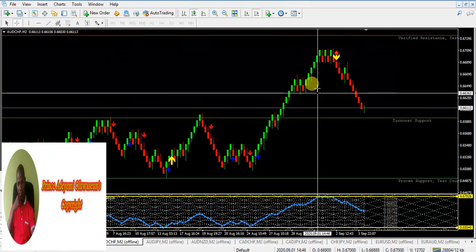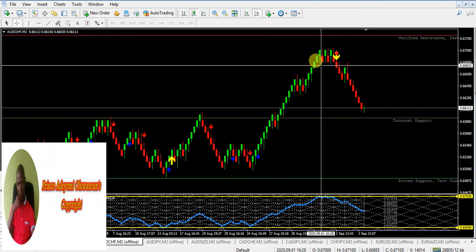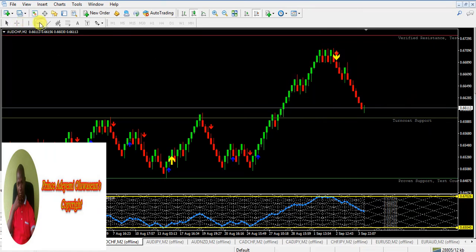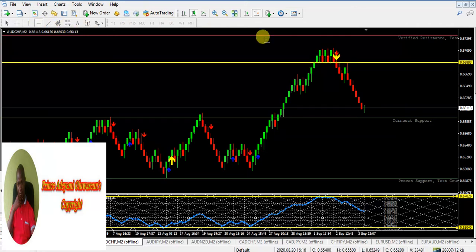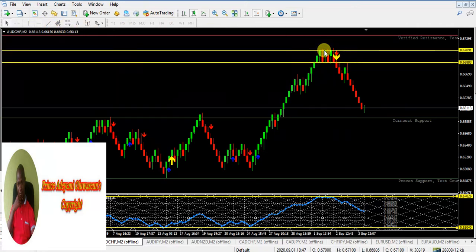When the market overbought, you can see it was just ranging. It was ranging here, it was ranging there. So when the arrow came out, then it broke out. Look at it. It broke out.